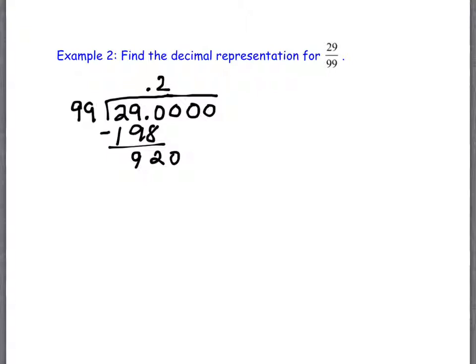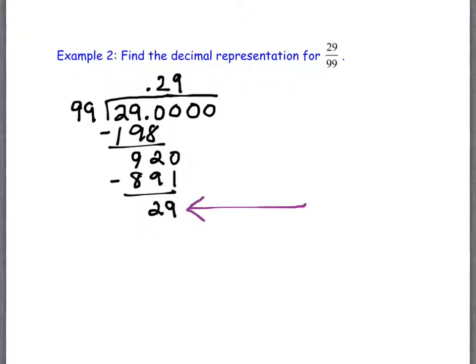How many times will 99 go into 920? It's 9. What's 9 times 99? 891. 920 minus 891. 29. And I contend that we can stop here.